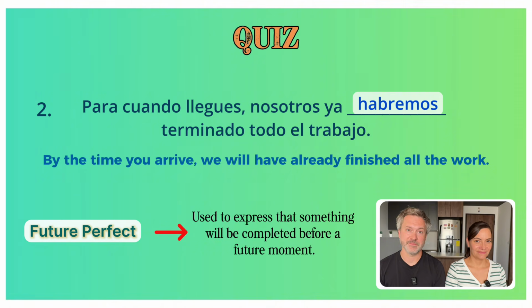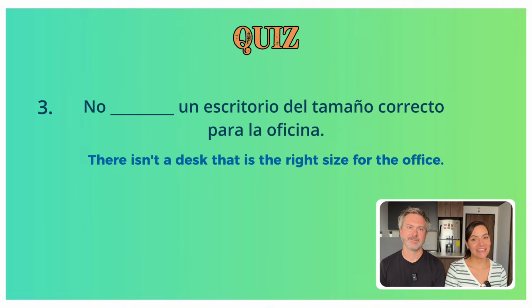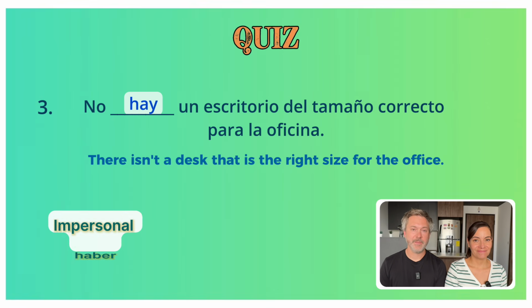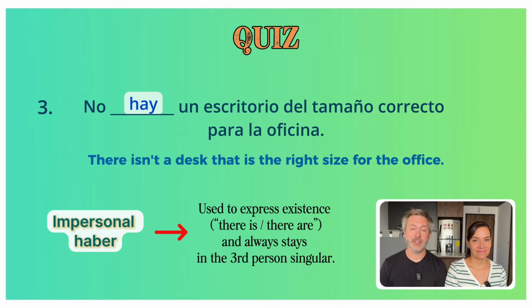It'll already be completed. No blank, un escritorio del tamaño correcto para la oficina. No hay un escritorio del tamaño correcto para la oficina. So here we're not talking about an action, but rather the existence of something. So we need to use haber impersonally, and it's in the present tense, so we have hay.